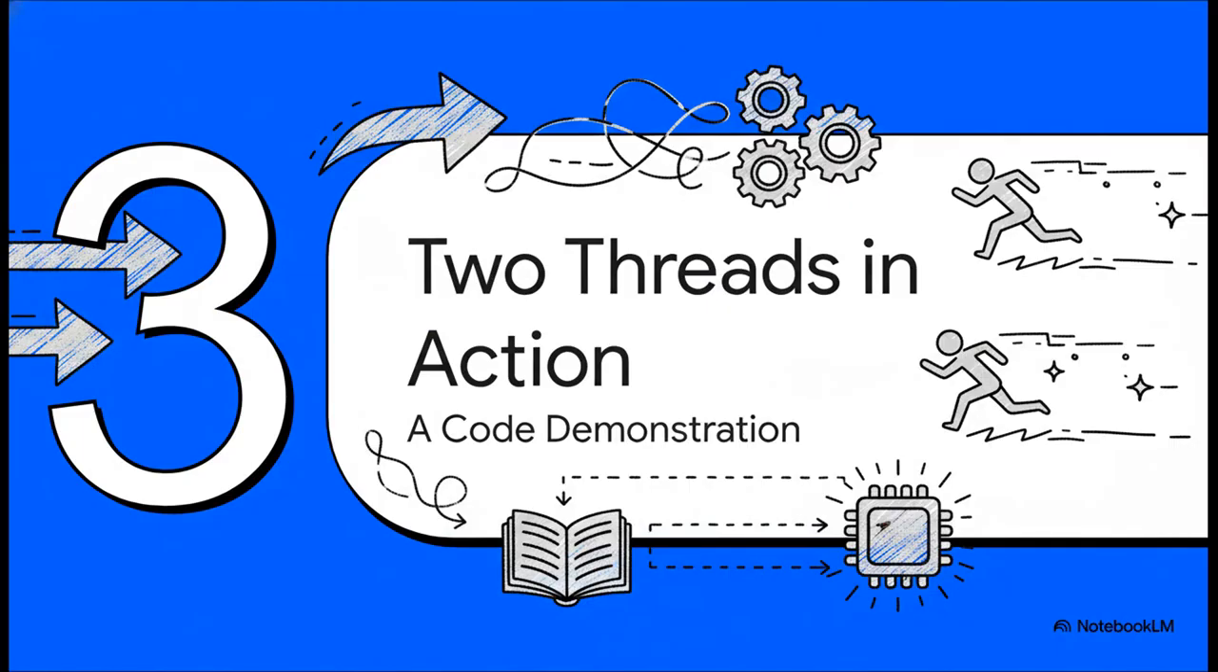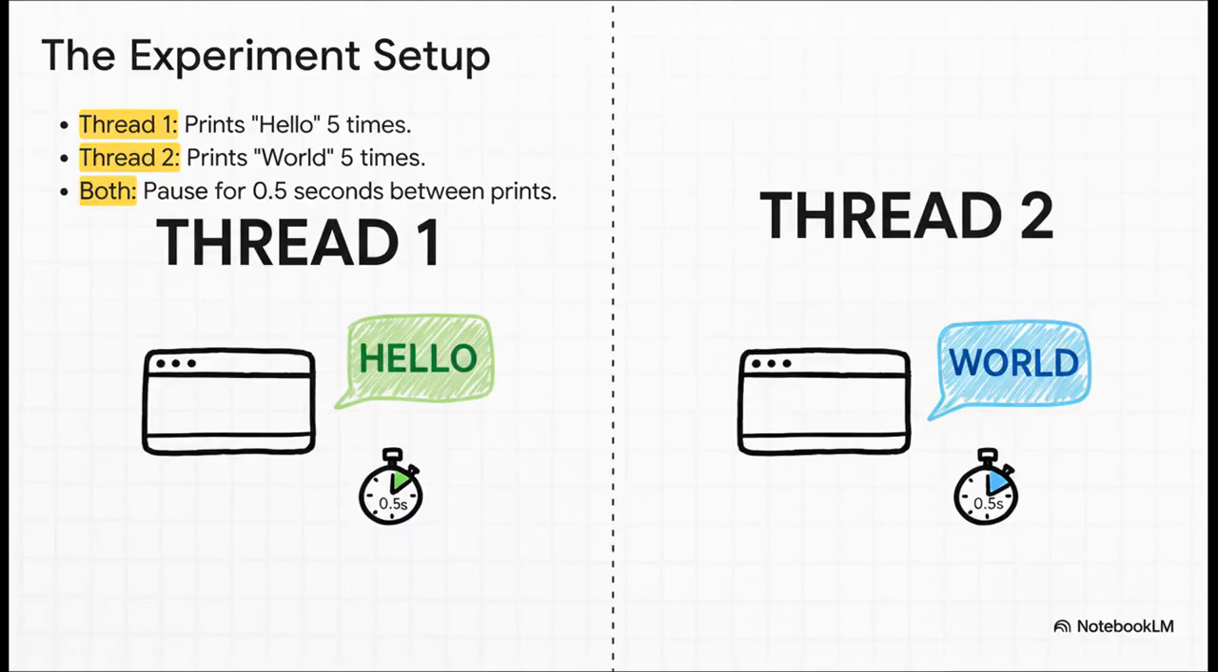Okay, theory is one thing, but seeing it in action is another. Let's look at a really simple piece of code and actually watch 2 threads running at the exact same time. So here's the plan for our little experiment. We're going to have 2 threads. Thread 1 is just going to print hello 5 times. Thread 2 is going to print world 5 times. And just to make things interesting, we'll have them both take a quick half-second pause between each print. So, what do you think the output's going to look like?